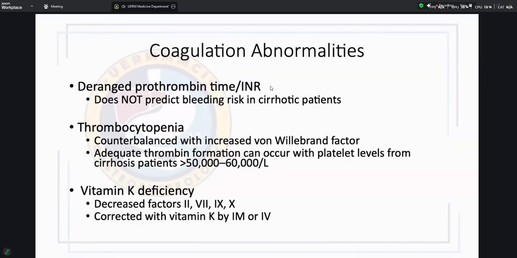And lastly, the synthesis of vitamin K dependent clotting factors 2, 7, 9, and 10 is diminished in patients with chronic cholestasis syndromes because, one, absorption of vitamin K requires good bile flow, and second, fat absorption is impaired in cirrhosis, and vitamin K is a fat soluble vitamin. But fortunately, intravenous or intramuscular vitamin K can quickly correct this abnormality.